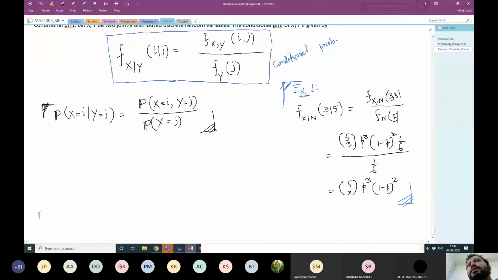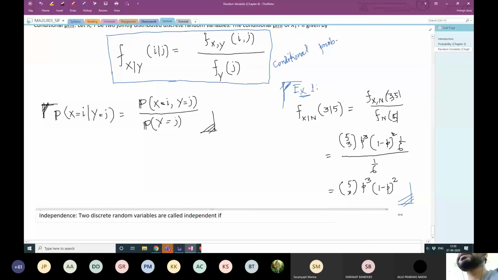And along the same line, we have the independent random variables. Two discrete random variables are called independent, again with the same logic, if the joint probability mass function is the product of the marginal probability mass functions.